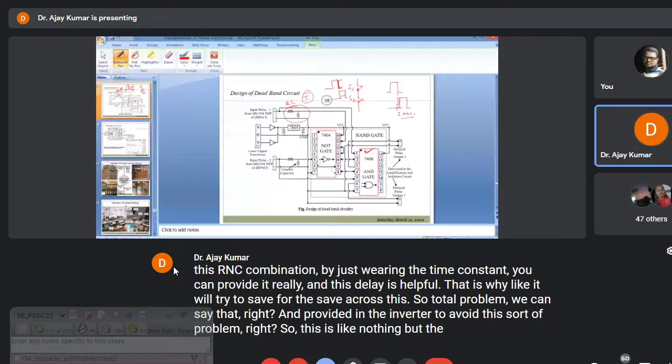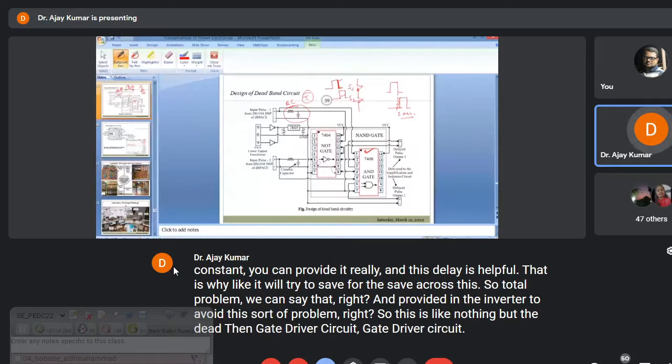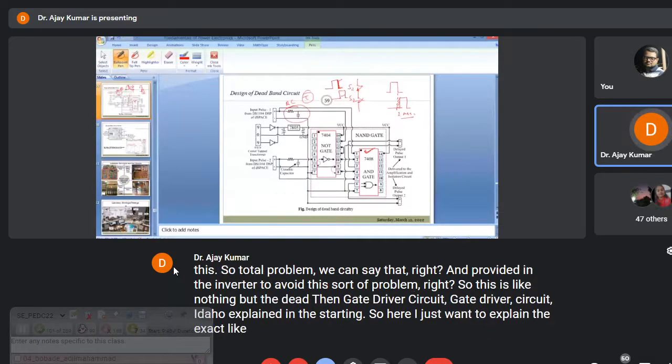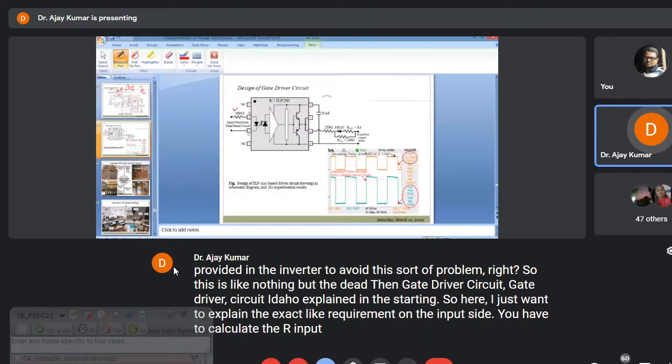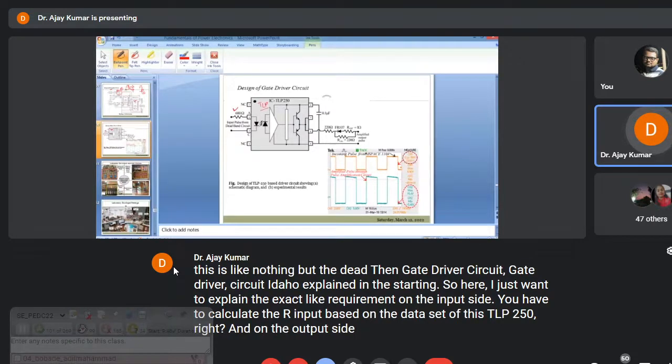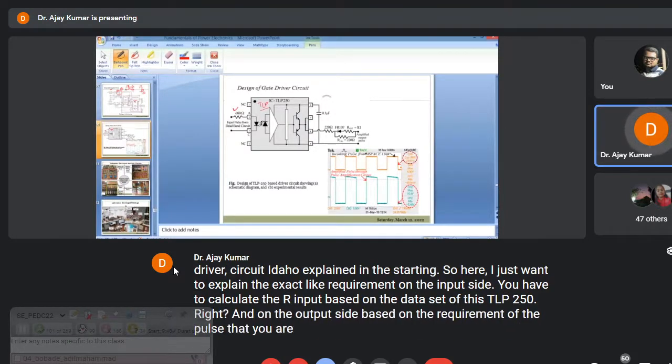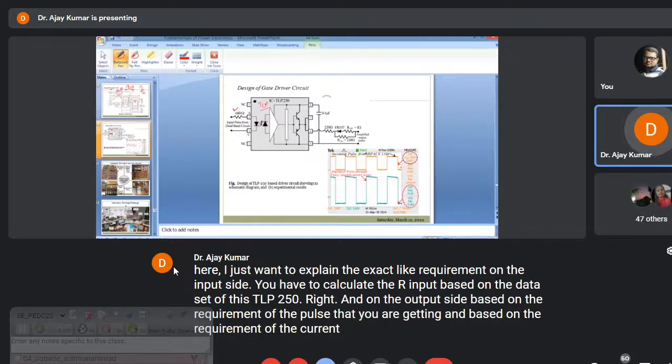Then the gate driver circuit. I explained the gate driver circuit in the starting. So here I just want to explain the exact requirement. On the input side, you have to calculate the R input based on the data sheet of this TLP250, right? And on the output side, based on the requirement of the pulse that you are getting and the requirement of the current, you have to select this R on and R off, right?